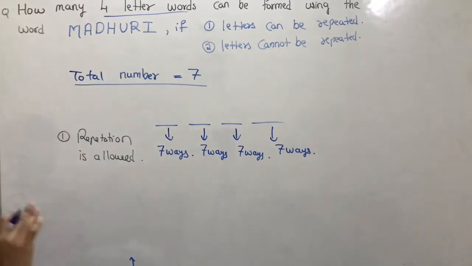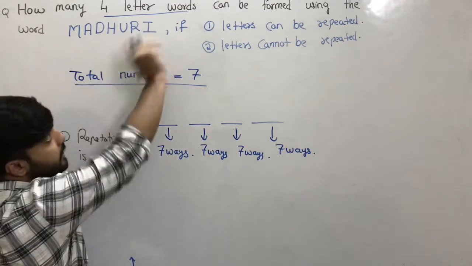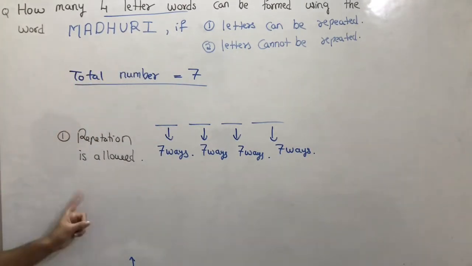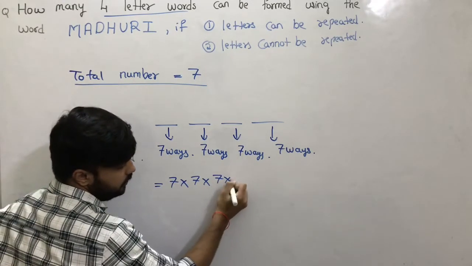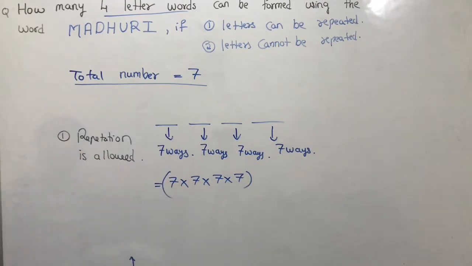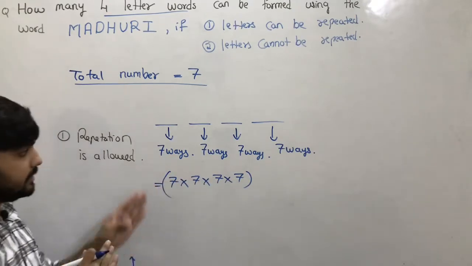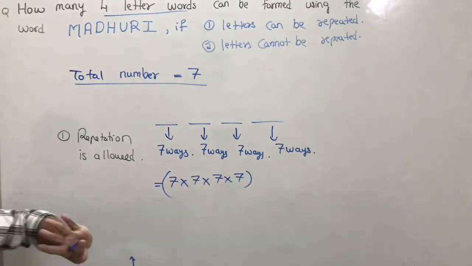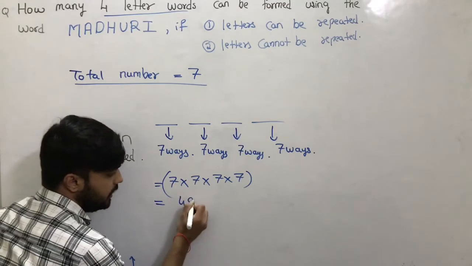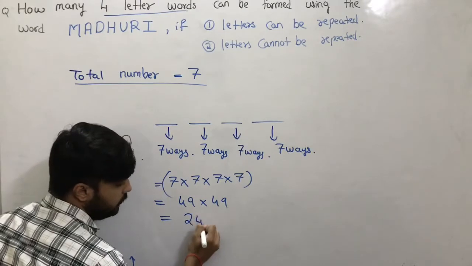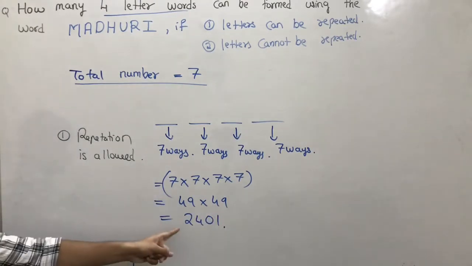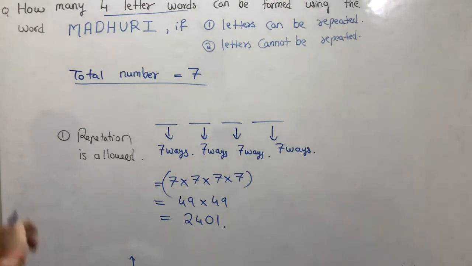So the total number of ways in which you can form 4-letter words by using the word Madhuri is 7 into 7 into 7 into 7. So 7 sevens are 49, into 49. The answer of this is 2401. So 2401 4-letter words can be formed from the word Madhuri.